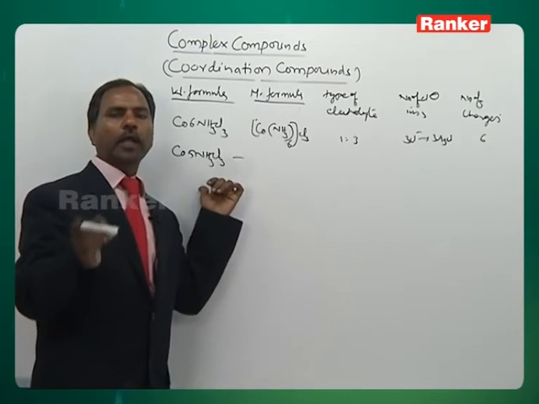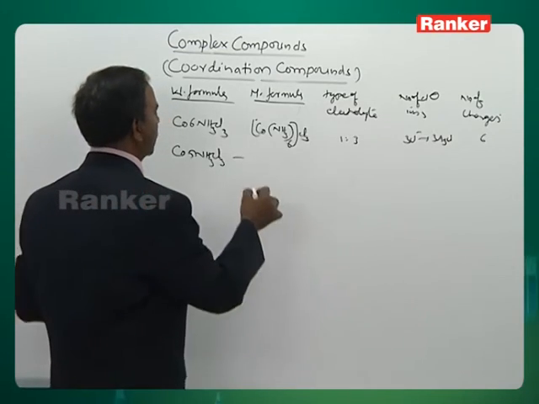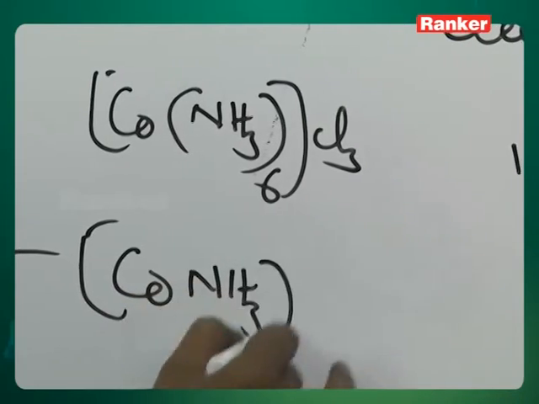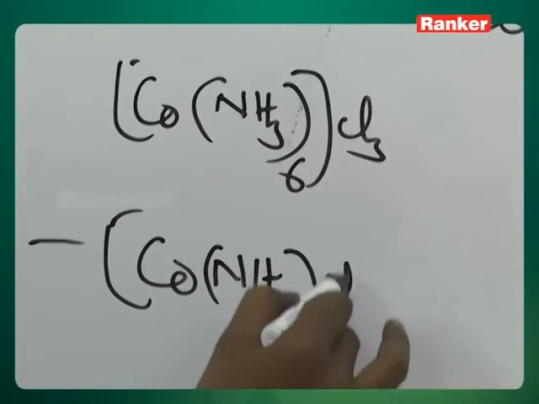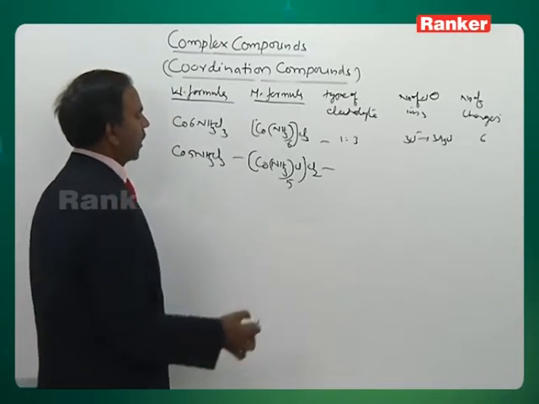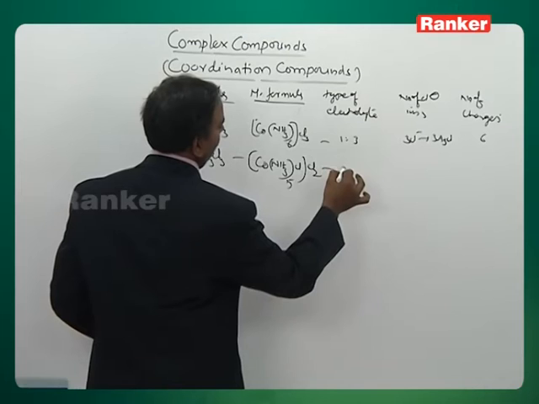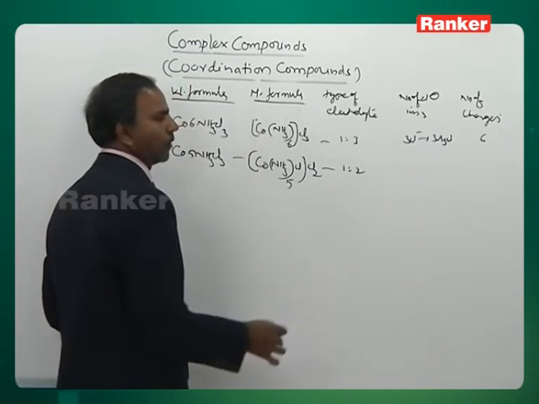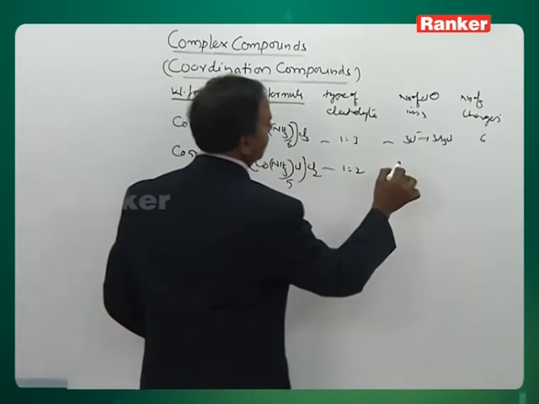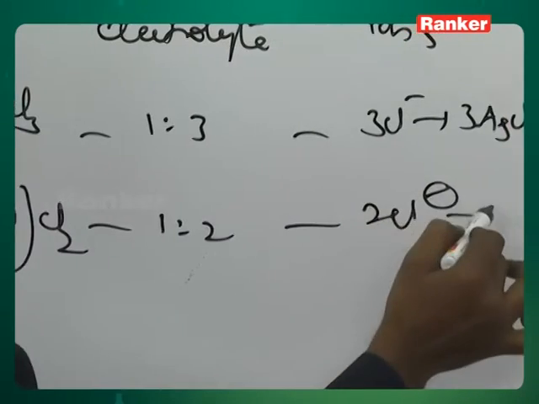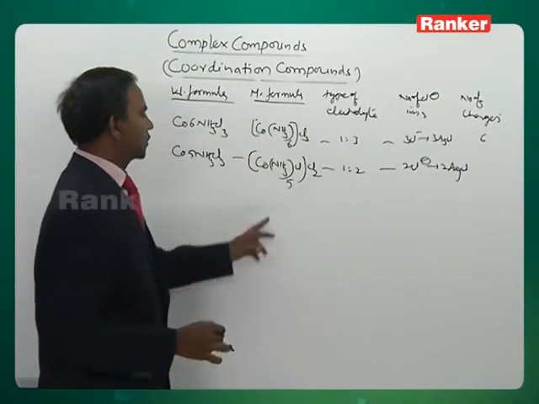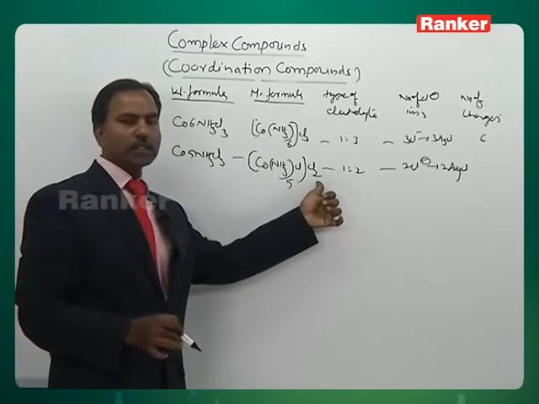Therefore, one of the chlorides you have to write inside the bracket: Co, NH3 taken 5 times, Cl, and again Cl2. Look here. Type of electrolyte: 1 cation, 2 anions, therefore it is a 1:2 complex. Number of chlorions produced: 2 Cl minus, and 2 AgCl precipitate you are getting. See next, how many charges? 2 minus charges are there.